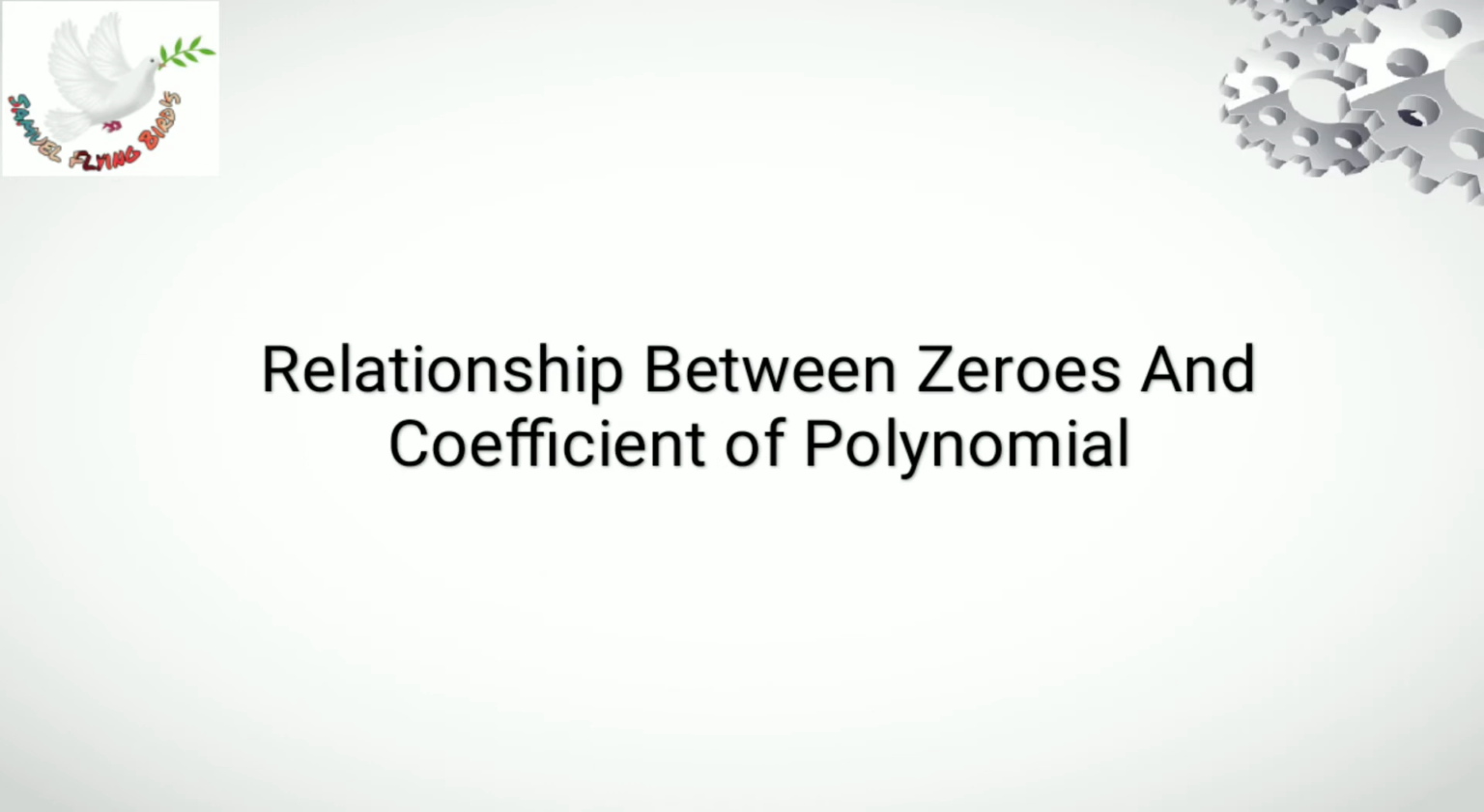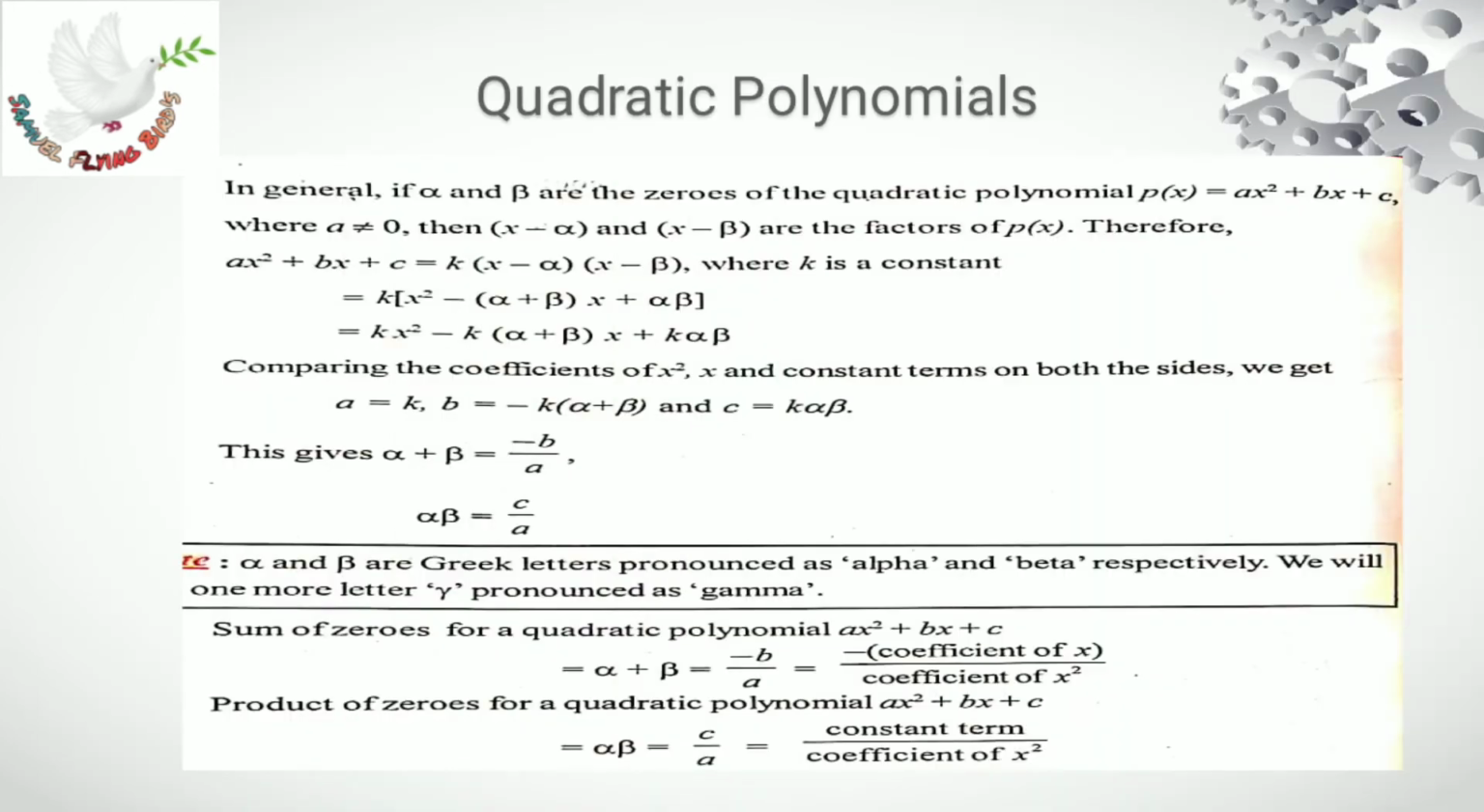Next, we are going to find the relation between zeros and coefficients of a polynomial. Here we first have a quadratic polynomial. In general, if alpha and beta are zeros of a quadratic polynomial p of x equal to ax square plus bx plus c, where a is not equal to 0, then x minus alpha and x minus beta are the factors of p of x. Therefore, we know that ax square plus bx plus c equals k into x minus alpha, x minus beta, where k is a constant.